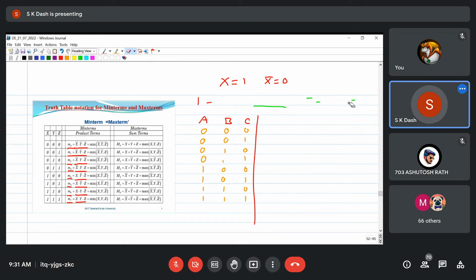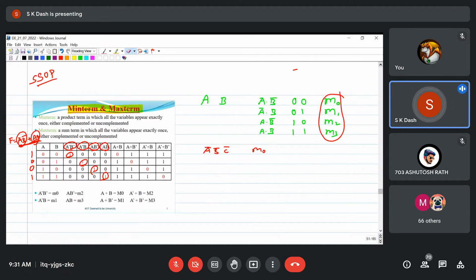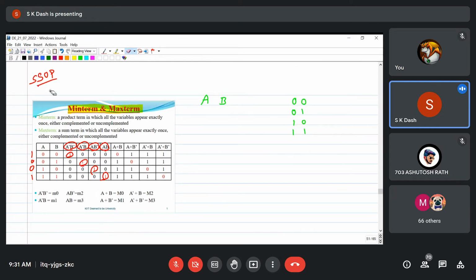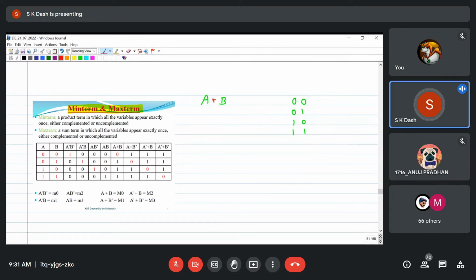Next, its counterpart will be called the max term. Max term means, where we had gone for the product terms, its counterpart will be the sum term. One second, let me write. Now, if I have two inputs A and B, how many standard sum terms are possible? 4. They can be A plus B, A plus B bar, A bar plus B, A bar plus B bar.